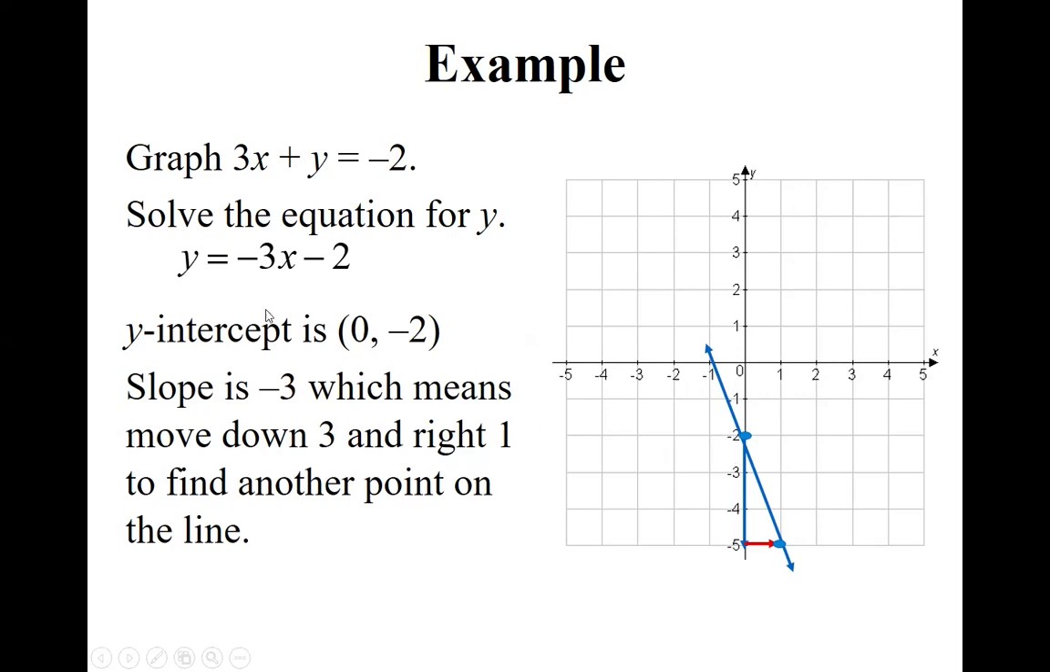And once again, -3 isn't just -3 over +1, it's also +3 over -1. So we could have gone up 3, left 1, which would have put a point here at -1, 1.